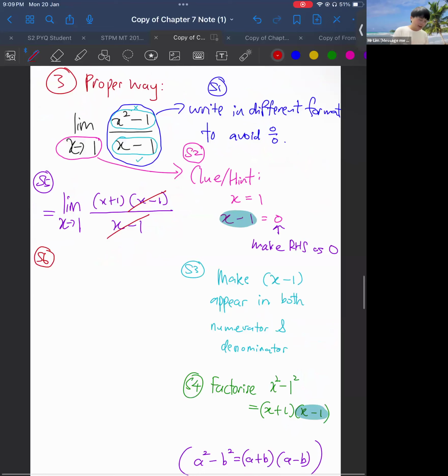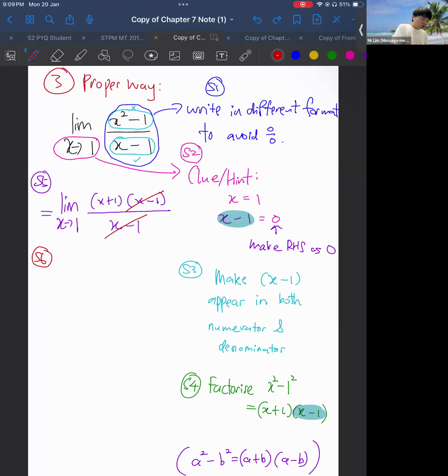Okay? Now, don't do it too fast. After you cut, it's better that you rewrite one more time. Limit x approaching 1, bracket x plus 1. Correct? Because now this one is 1, this one is 1, denominator is 1. So now you have only x plus 1. Okay. You have only x plus 1.